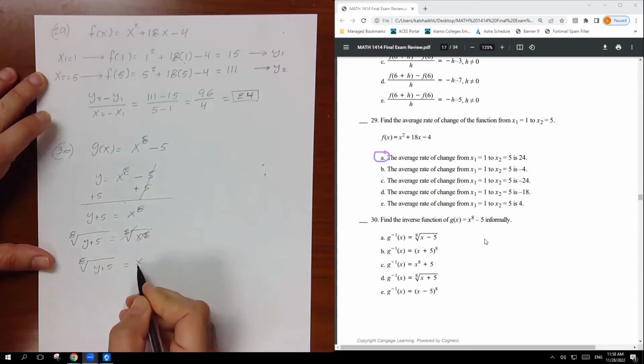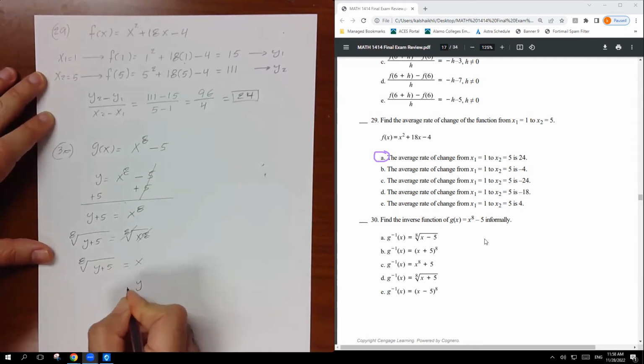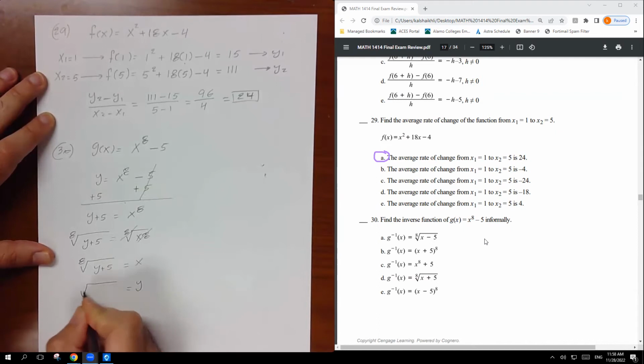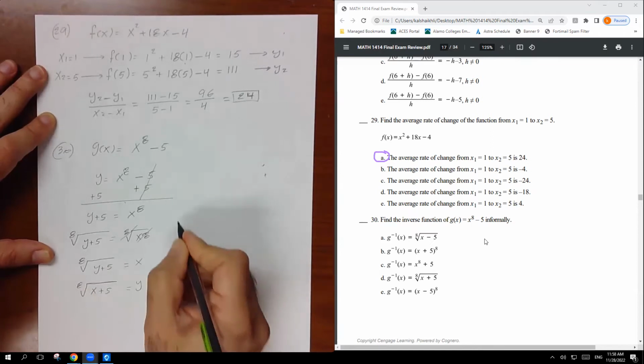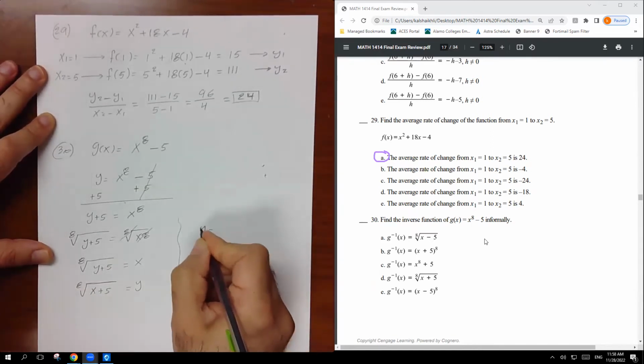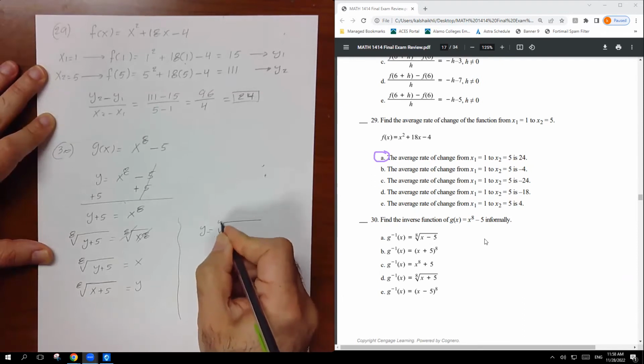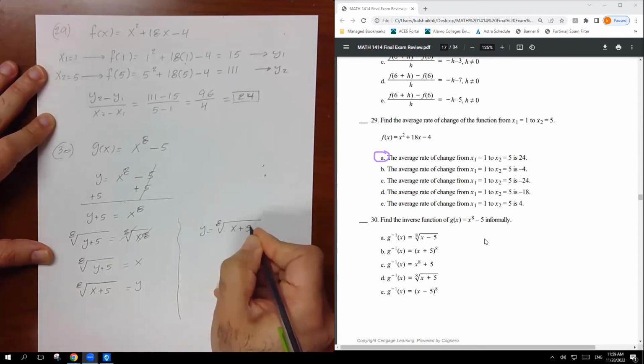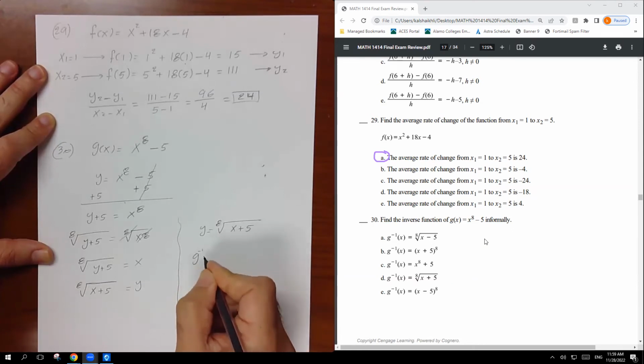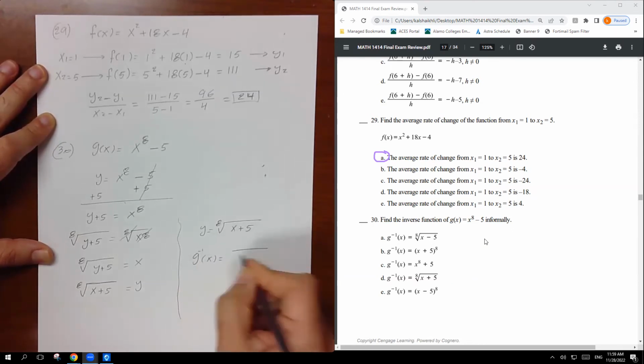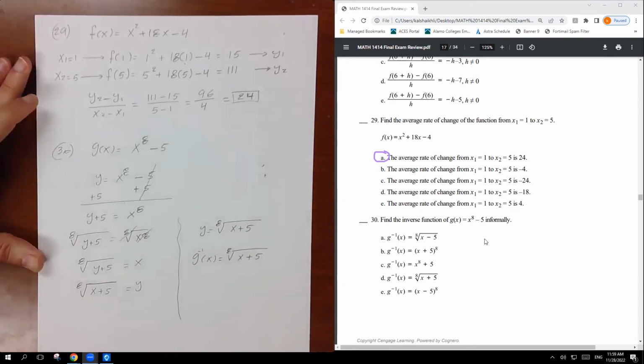Now change the x to y. That means y is going to be equal to, and change y to x, the 8th root of x plus 5. In this case, y equals the 8th root of x plus 5, which is the inverse function. That means g inverse of x is going to be equal to the 8th root of x plus 5. In this case, we're going to choose D. That's it for example 30.